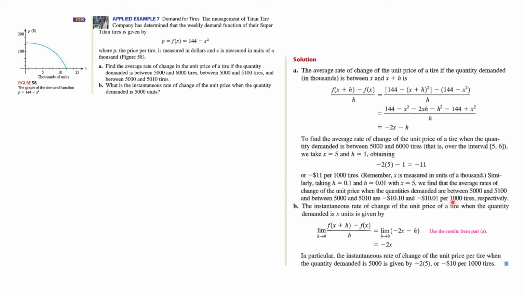tires respectively. If you take the limit as h goes to 0, finding the derivative or the slope of the tangent line or the instantaneous rate of change, you'll get minus 2x, and so you can plug in what happens when it's 5,000, and you'll get minus $10 per 1,000 tires.